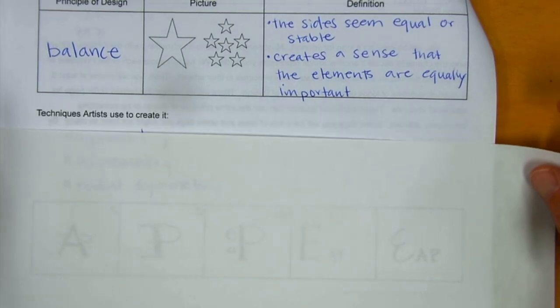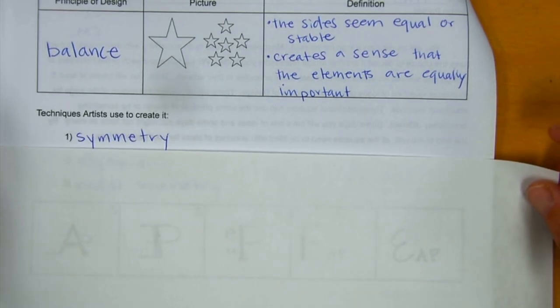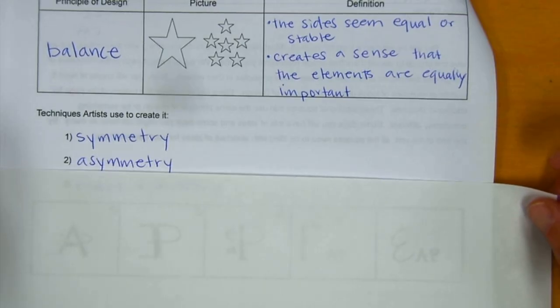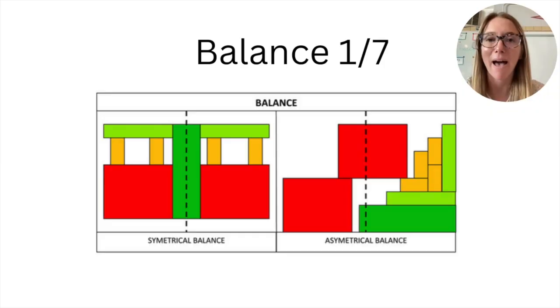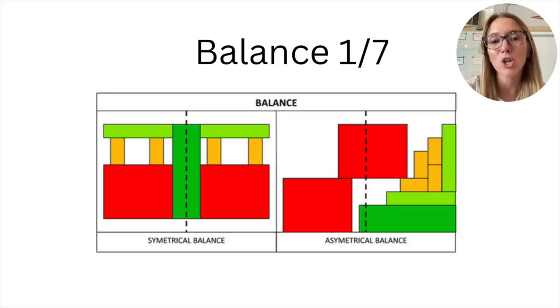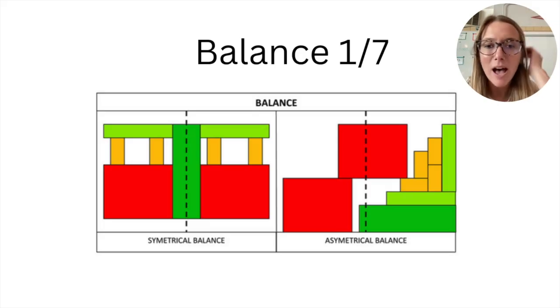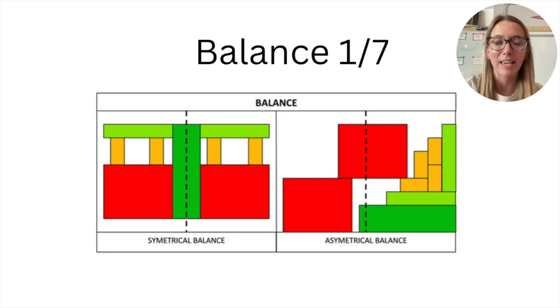How do artists create balance in their artwork? They use symmetry. They use asymmetry, which is the opposite of symmetry. And then they use radial symmetry. Next up, we have balance. And here are the things I want you to learn about balance. So first of all, I just want to show you the difference between symmetrical balance when both sides match, and then asymmetrical balance when things still feel stable, but they don't match exactly from side to side.